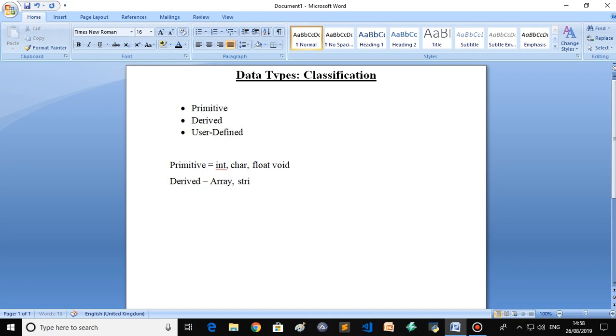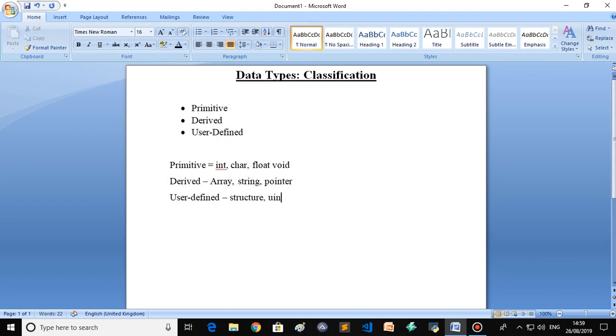In the case of the primitive data type, in how many ways can it be classified? They can be classified into int, char, float, and void. These four are the types of data types which fall under the primitive category. So these are the four types of data types which are available in C. You all know about these types of data type. And next comes the derived data type.